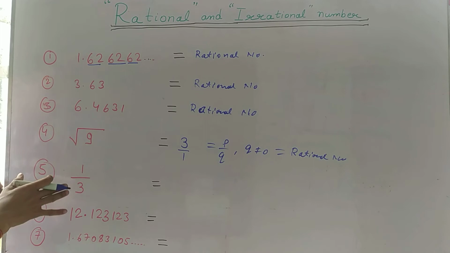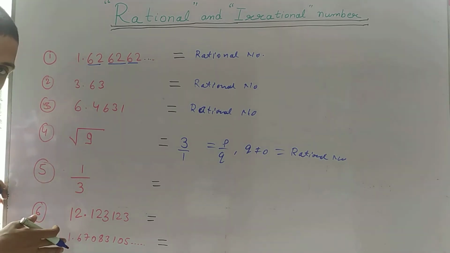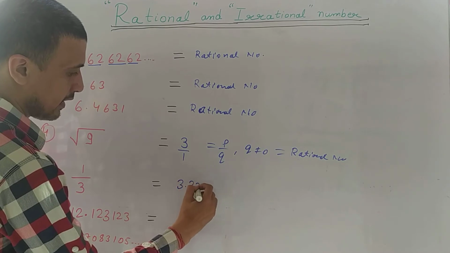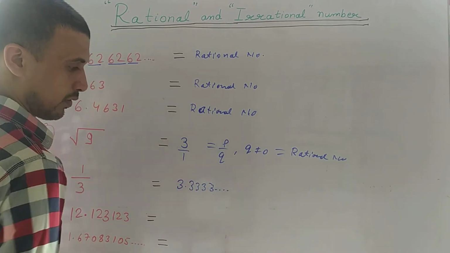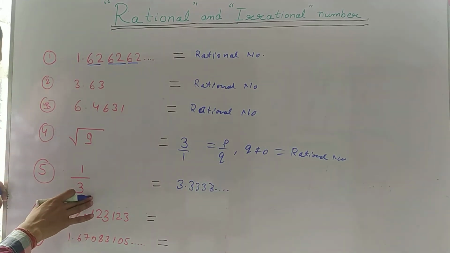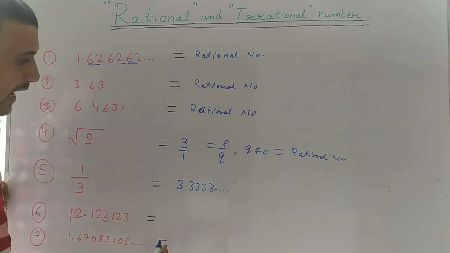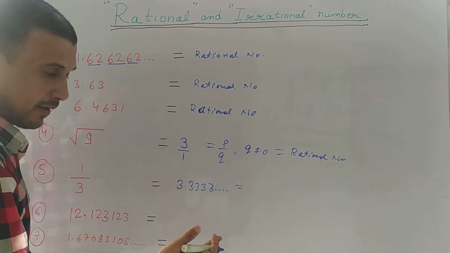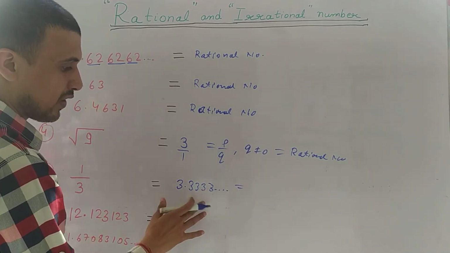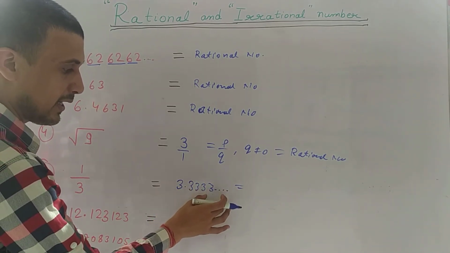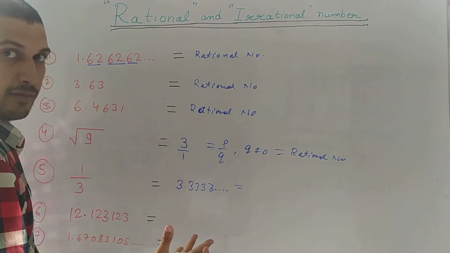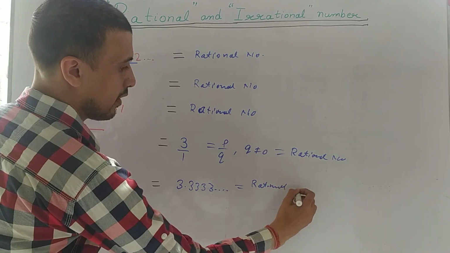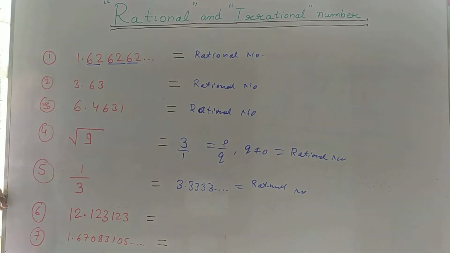Now next, 1 by 3. When you do the division, decimal division, you will get 0.3333 and so on. Now you can see after the decimal 3333 is coming continuously. So we can say that this is non-terminating with repetition, so this is also a rational number. Clear?